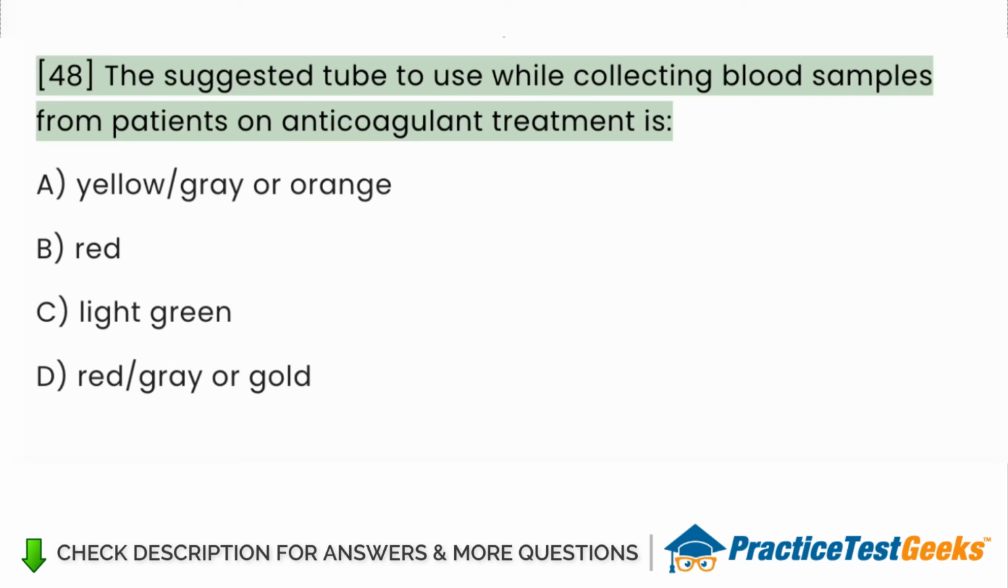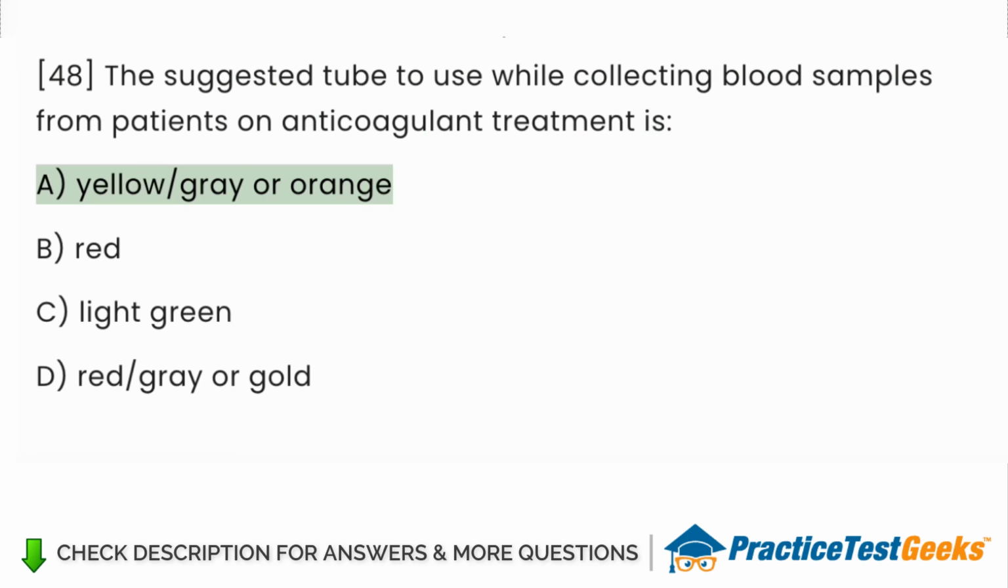The suggested tube to use while collecting blood samples from patients on anticoagulant treatment is A. Yellow, gray, or orange. B. Red. C. Light green. D. Red, gray, or gold.